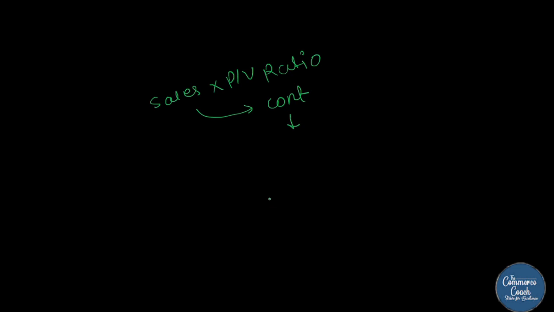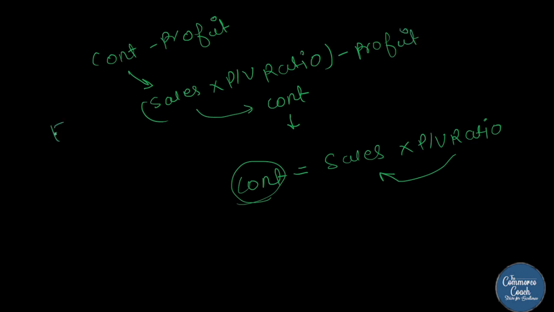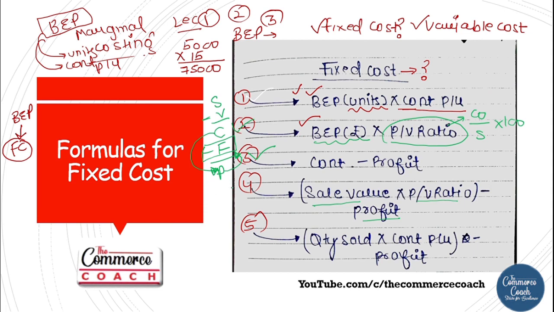If you remember, I have told you when I was explaining the contribution, that to find out contribution we have a formula named sales multiplied by PV ratio. So if you multiply sales with PV ratio, you can find out contribution. See, we had a formula contribution minus profit. This is the same formula but in more detailed view. Contribution is here, now minus profit from it. So in the same way you had formula number 3, in the same way you have formula number 4.